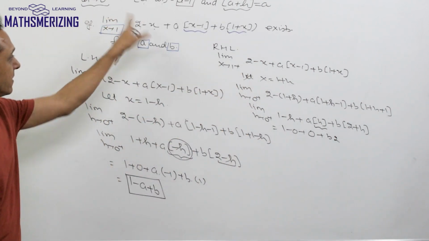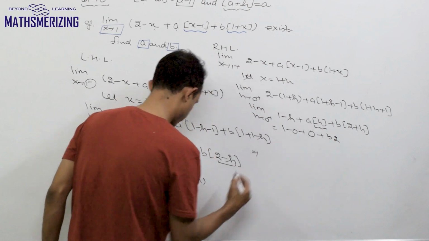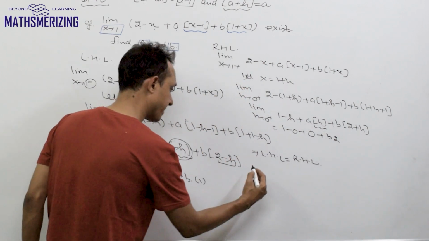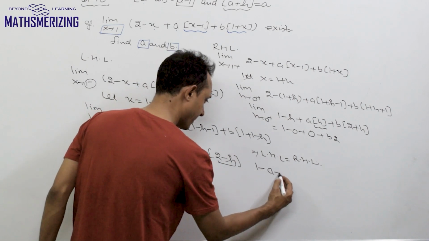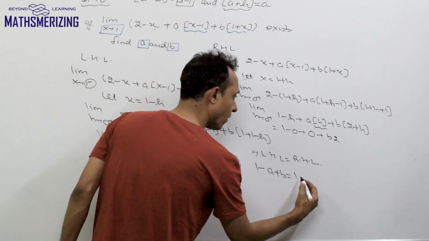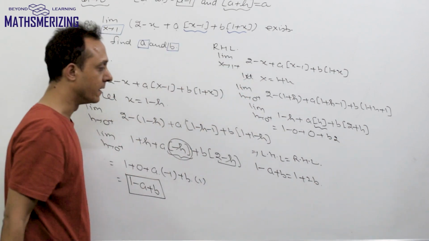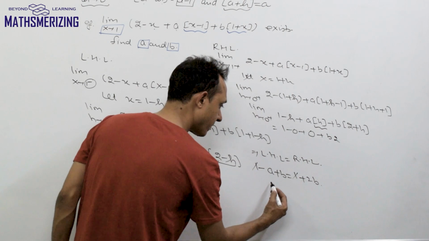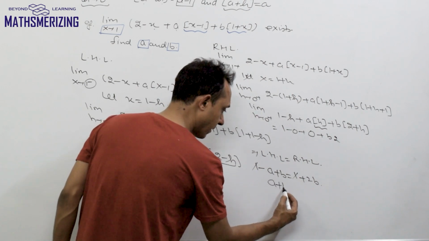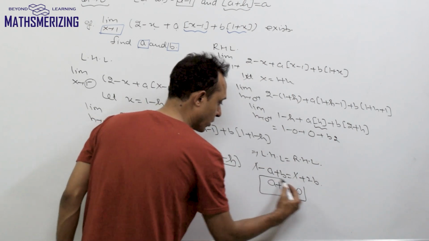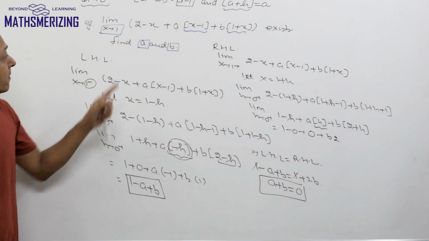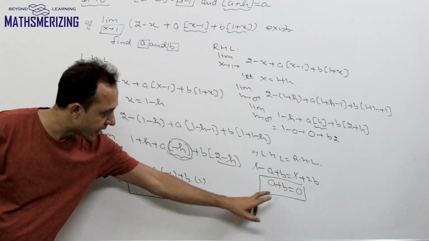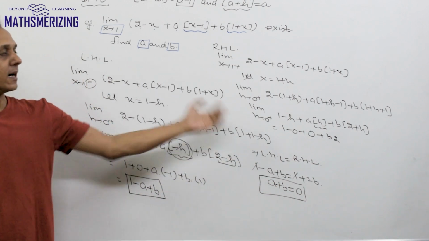So if the limit exists, then I can write that the left hand limit should be equal to its right hand limit. So the left hand limit is 1 minus a plus b, and this is 1 plus 2b. So if I cancel 1 with 1, I can simply write a plus b equals 0. So answering this question, what are the possible values of a and b? So a and b can take any real values provided a plus b is equal to 0. So that is the answer to this question.